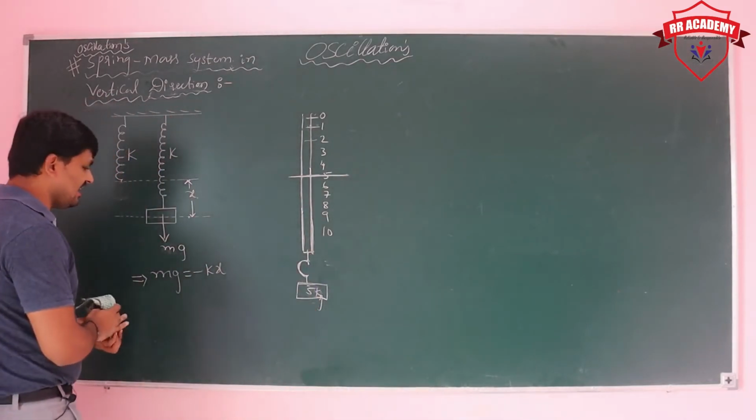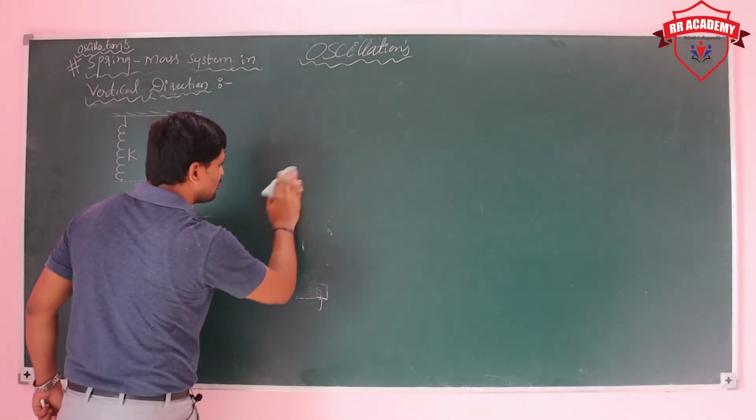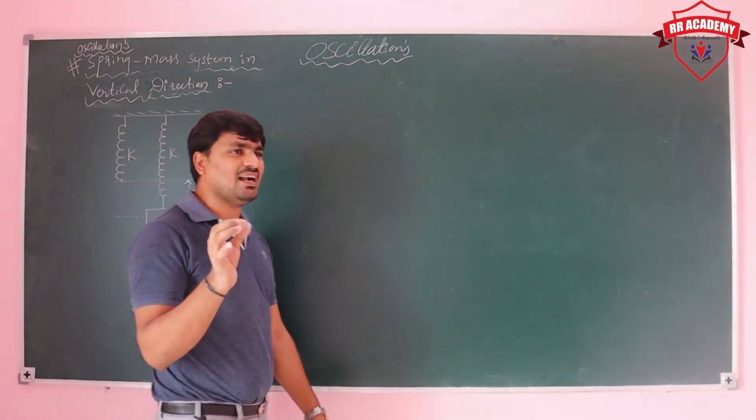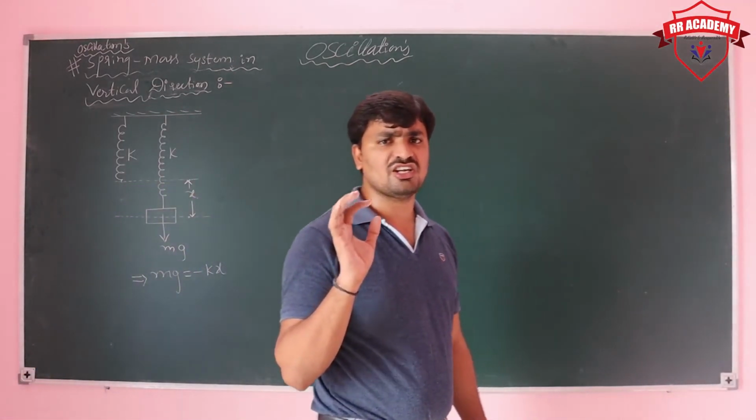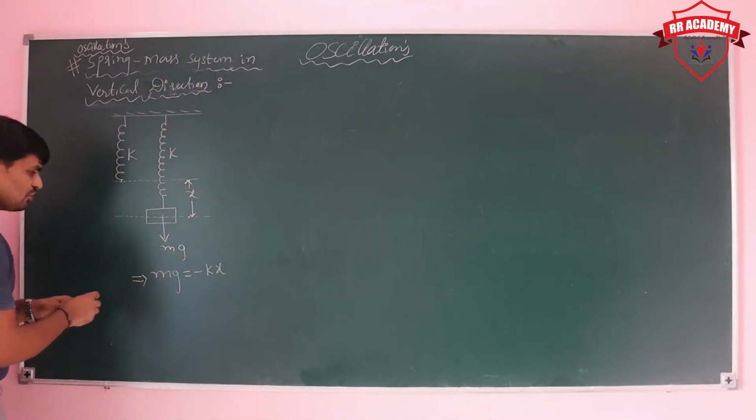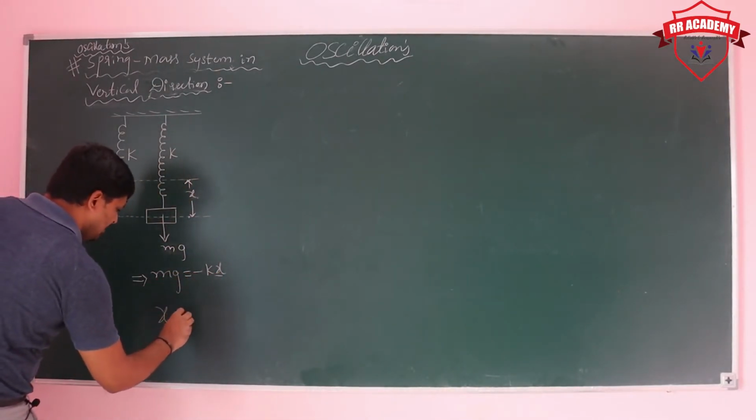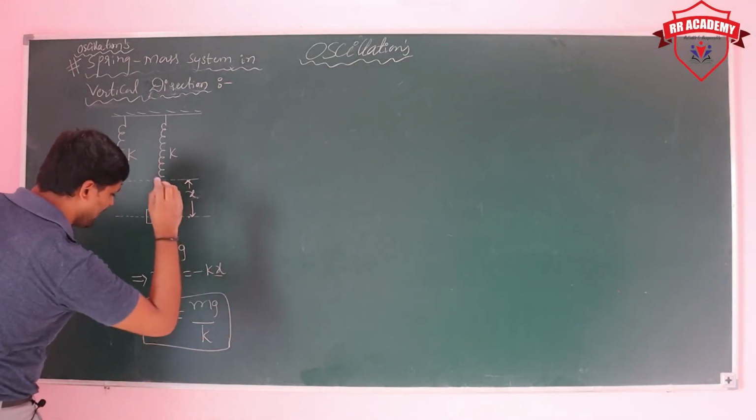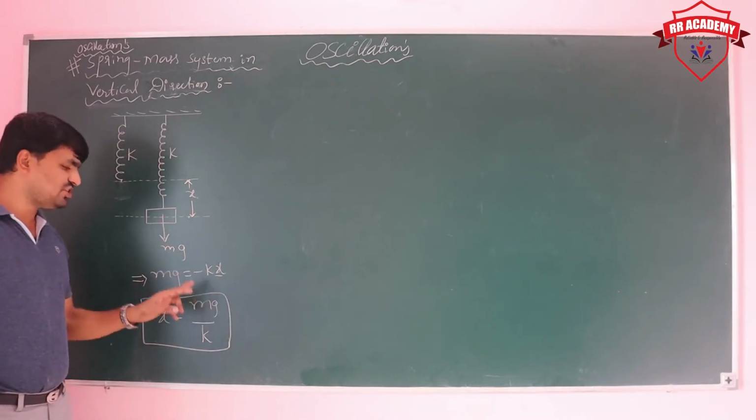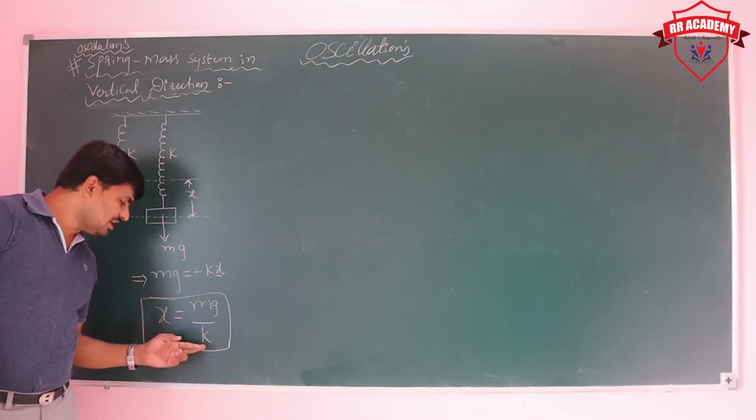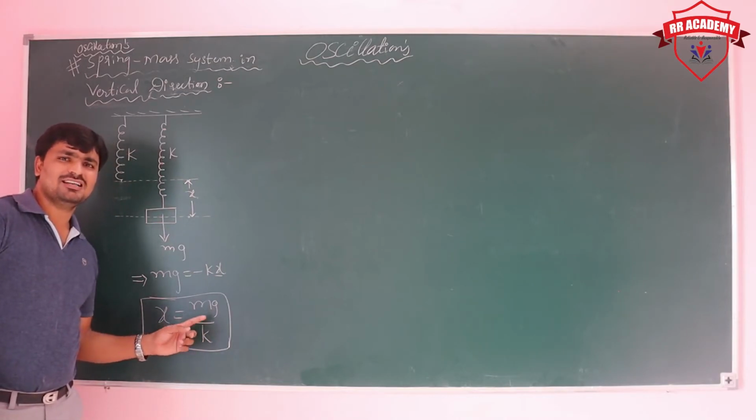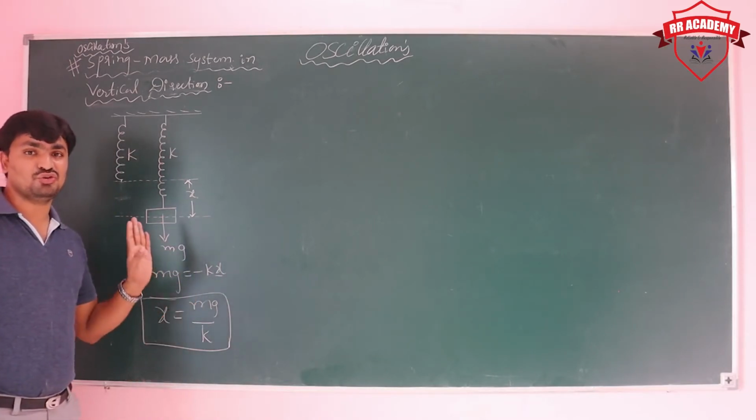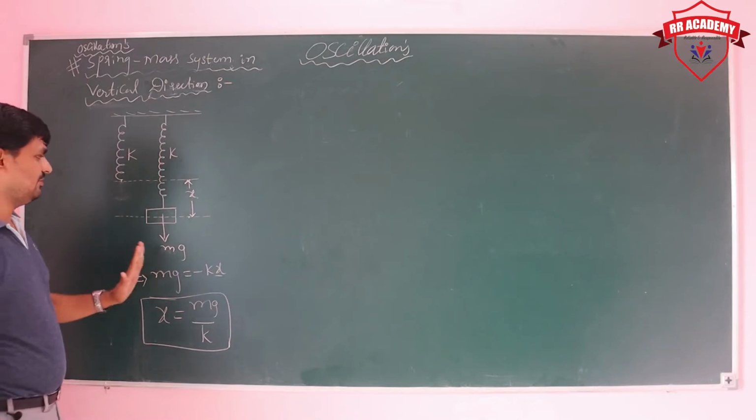So here this is the extension due to the own weight. Sometimes they may ask what the extension due to the own weight is. What can you write? x is equal to mg upon k. mg is nothing but the weight, upon the spring constant. x equal to mg upon k. This is the extension due to the own weight. Right? Just leave this.